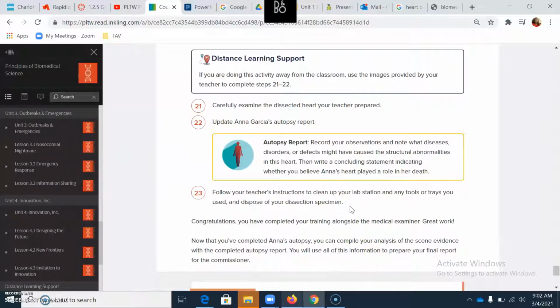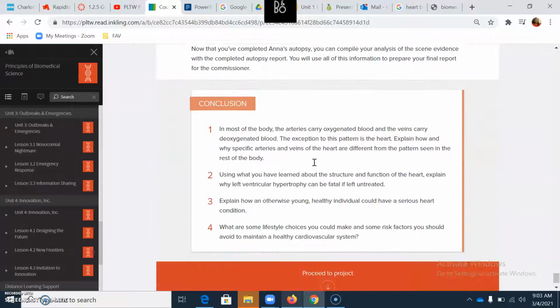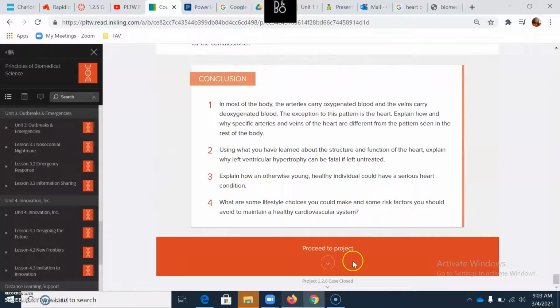So as far as Anna, if you want to update her case report, you can record your observation notes of what diseases or disorders may be based off of her heart. And then that's all of 125.